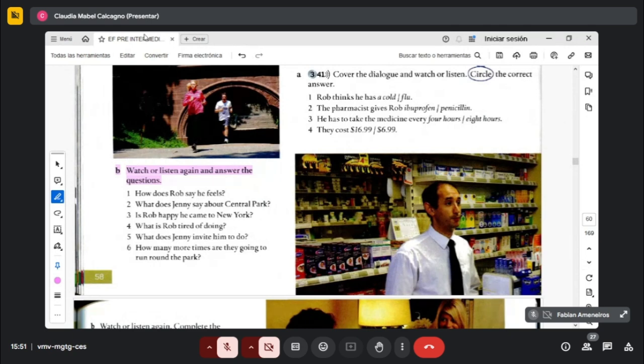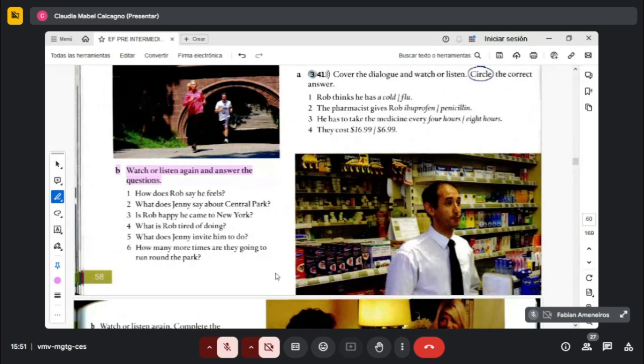Okay, so she invites him to her place, right? Her apartment, I think it is. Yes. So she invites him to have a meal, right? To eat. Okay. Apparently she's going to cook, right? Yes. And number 6, well, how many more times are they going to go around the park? 2 more. Two more times.